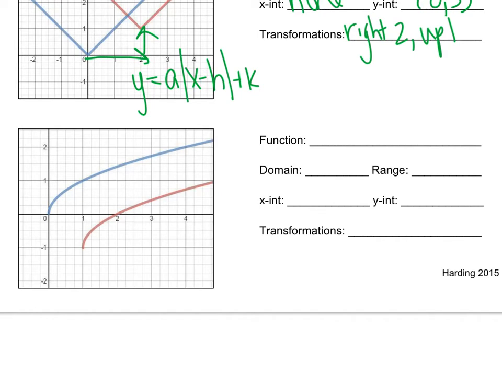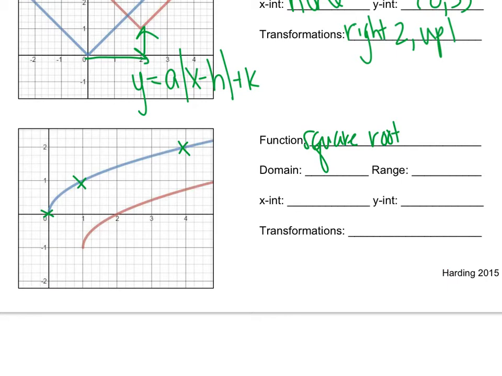Oftentimes we get asked, how do I tell the difference off the graph if this is a square root function or if this is a logarithmic function? Well, first of all, notice that there's no asymptote graphed and there's no line to say that there is an asymptote. So that should be your first indicator that this isn't a log function. Also, notice that in the parent function, we go from (0, 0) up 1 and to the right 1, and then up 1 and to the right 3. So this is going to be a square root function.